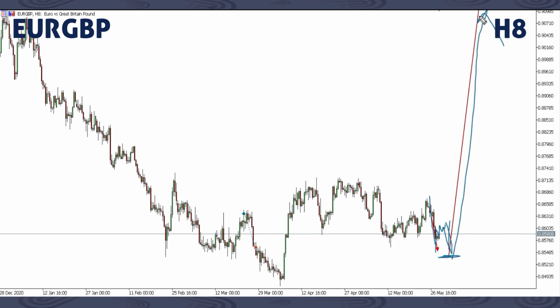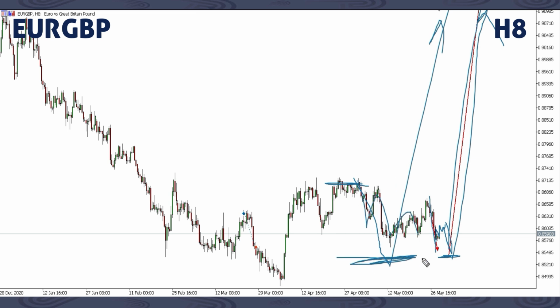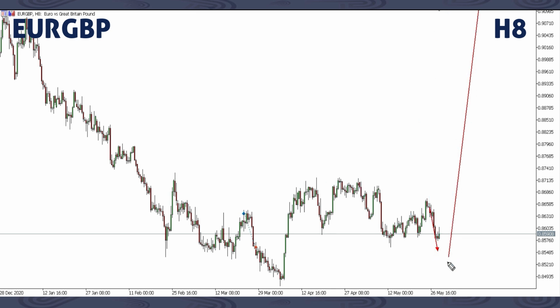Now this up move is expected. We've been talking about it right from this area. We say that we're expecting this pullback, and then we say that we'll be expecting this up move. Now you can see that even though it took some time, price has headed towards that level that we're talking about, then we'll still be looking for an up move here on Euro GBP.